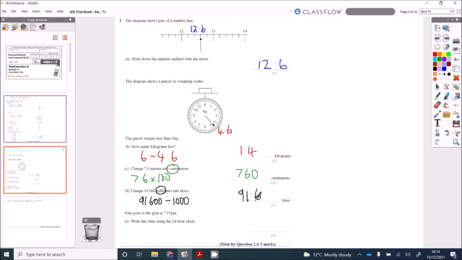And then for the 24-hour clock, as we go into the afternoon, you're just adding 12 on to the 12 hours in the morning. So adding 12 on to 7 is 19. So that's 19:15. And just be careful, you don't put AM or PM. A 24-hour clock, you leave out the AM or PM. If you wrote 19:15 PM, you would not get the marks. So just 19:15.